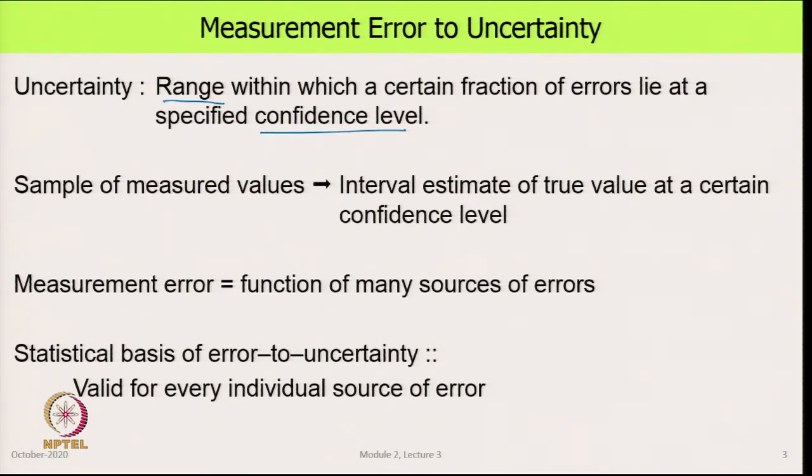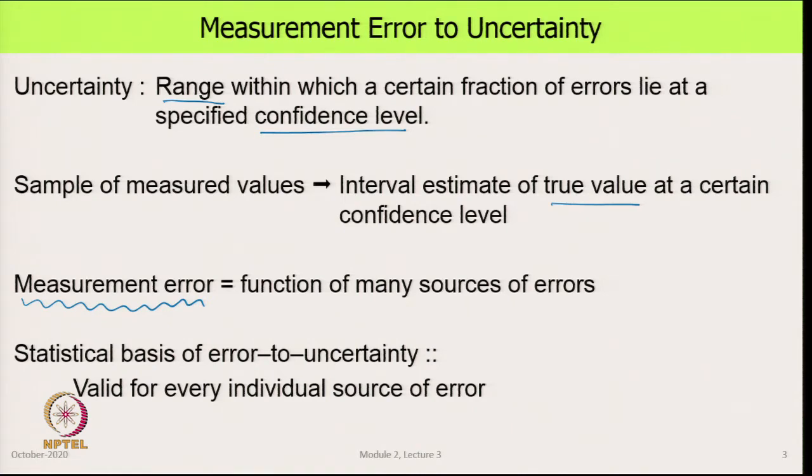We always get a sample of measured values, typically one sample, that is a single sample measurement, and from there we can get the interval estimate of true value at a certain confidence level. Now, we ask the question, how do I get the measurement error? So, we will look at this part in the current lecture.